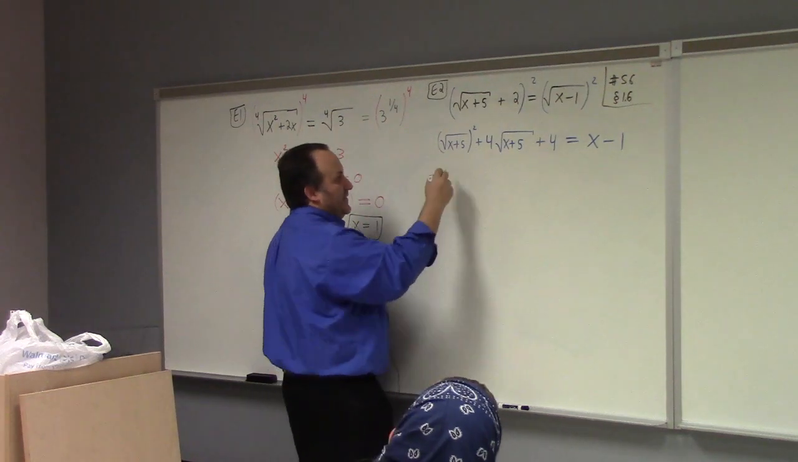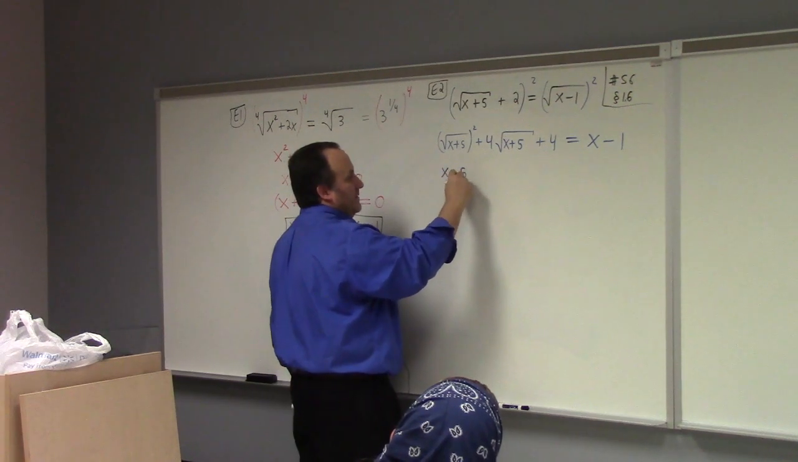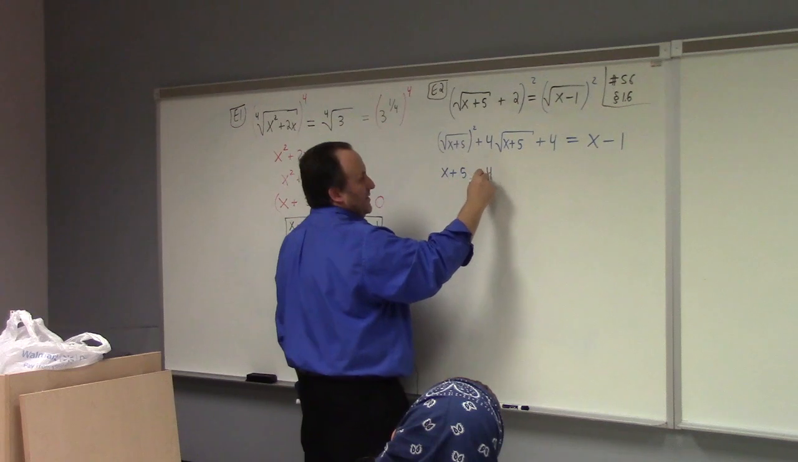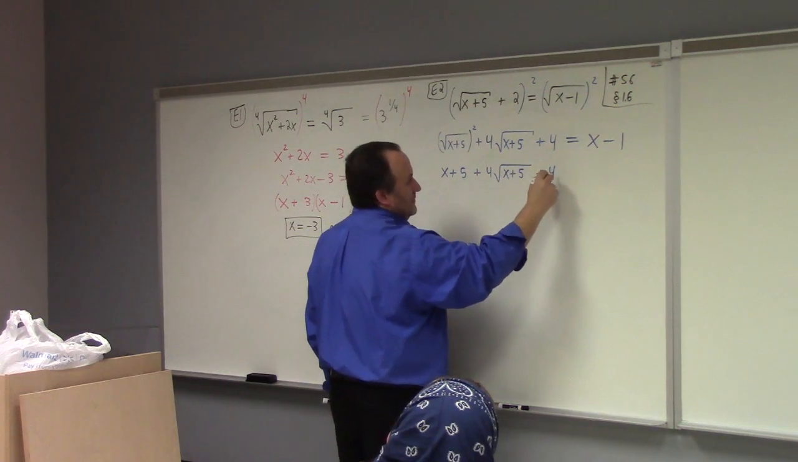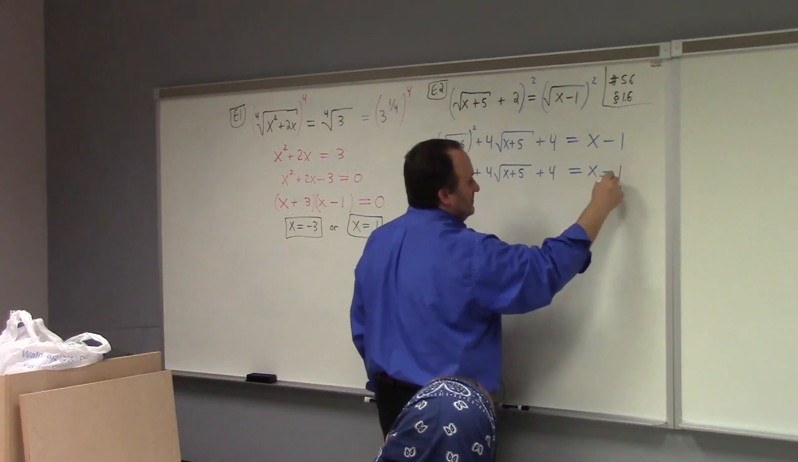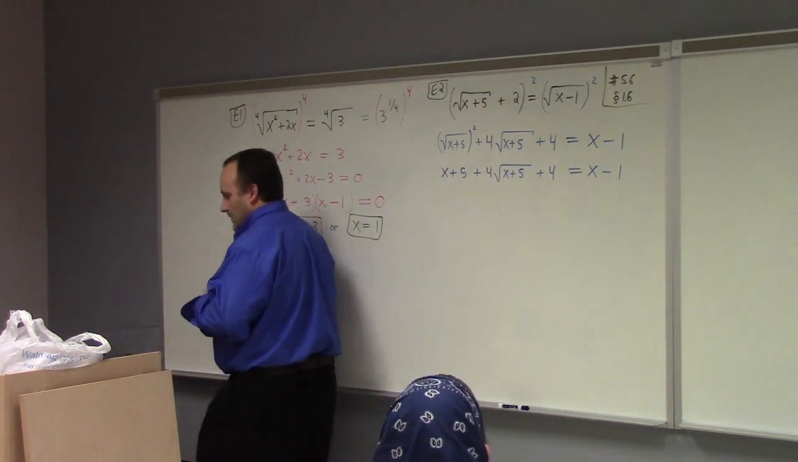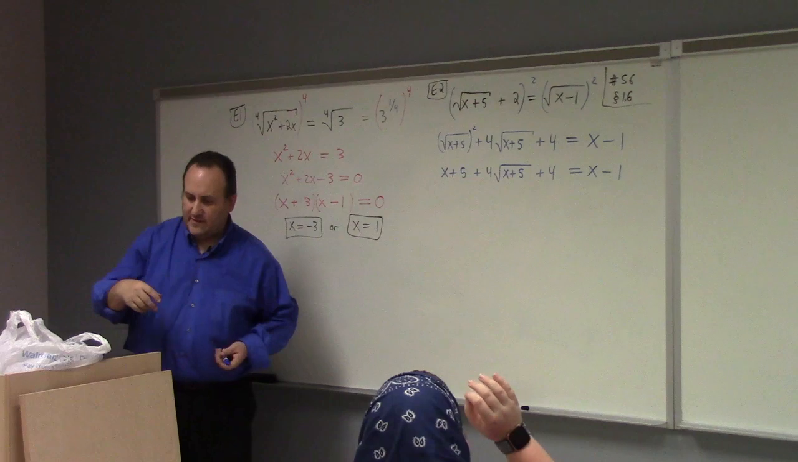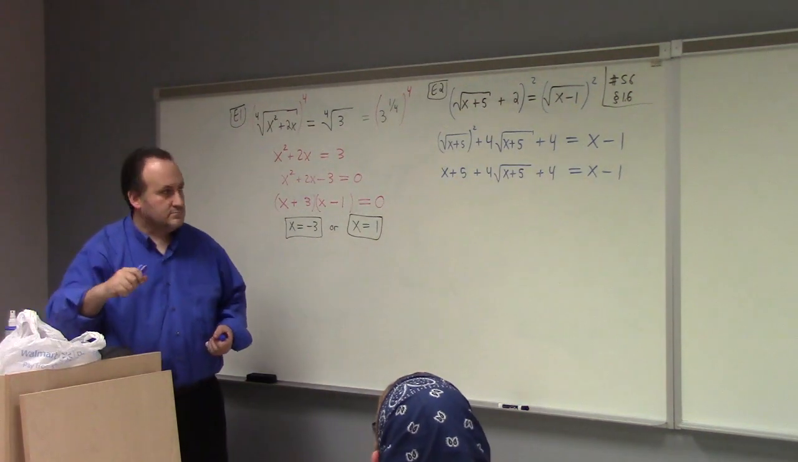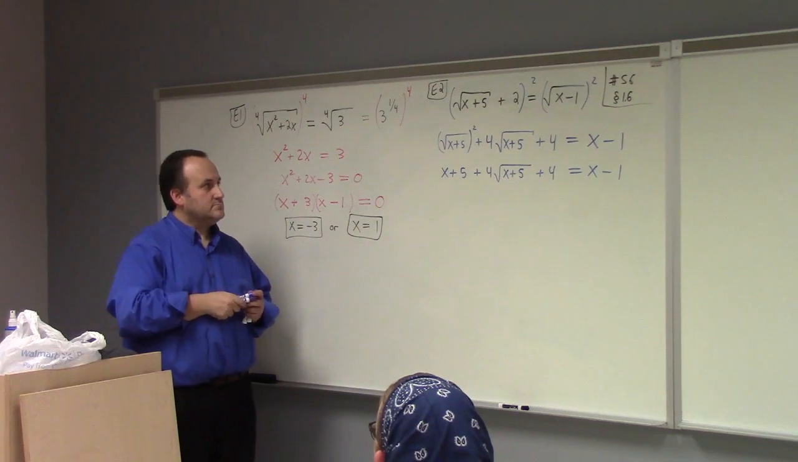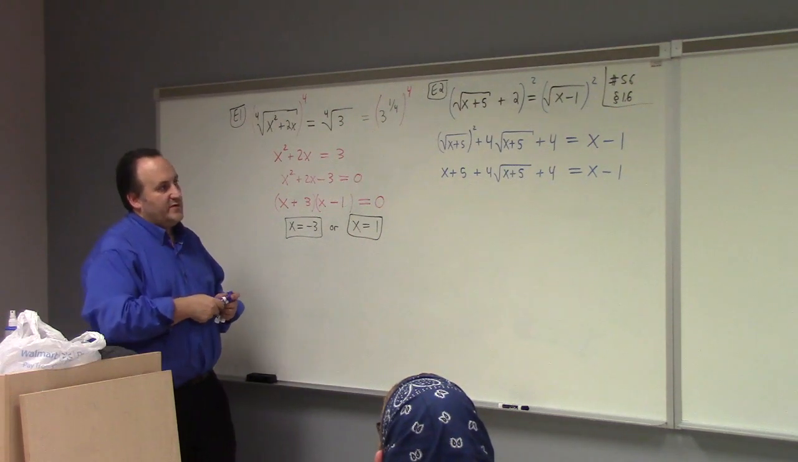Now let me just clean that up a bit. That's x plus 5 plus 4 times the square root of x plus 5 plus 4 equals x minus 1. So what do you guys think, anything nice happen there? Why would you expand it out like that? Once you square the square root, doesn't that cancel it out? Well, yeah, I'm just showing my steps.